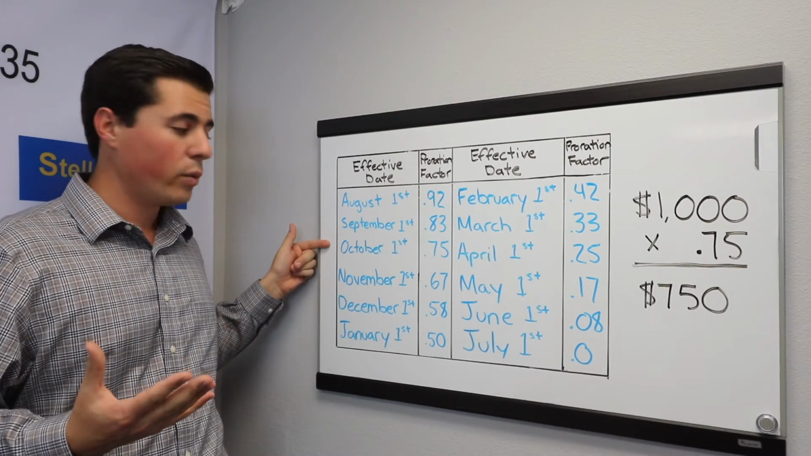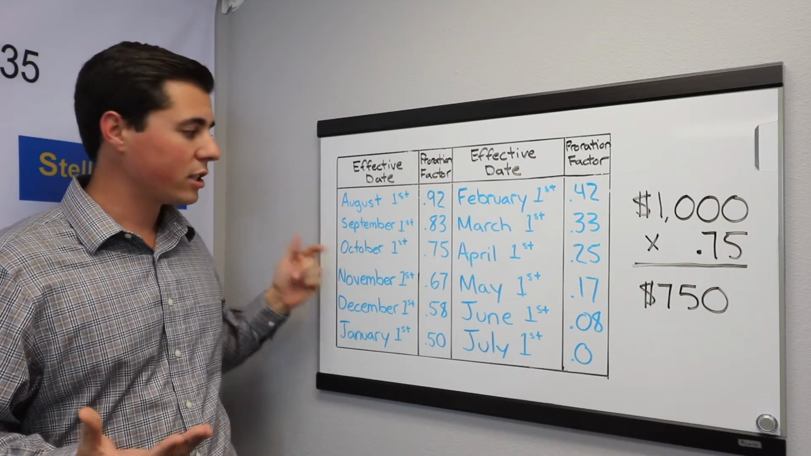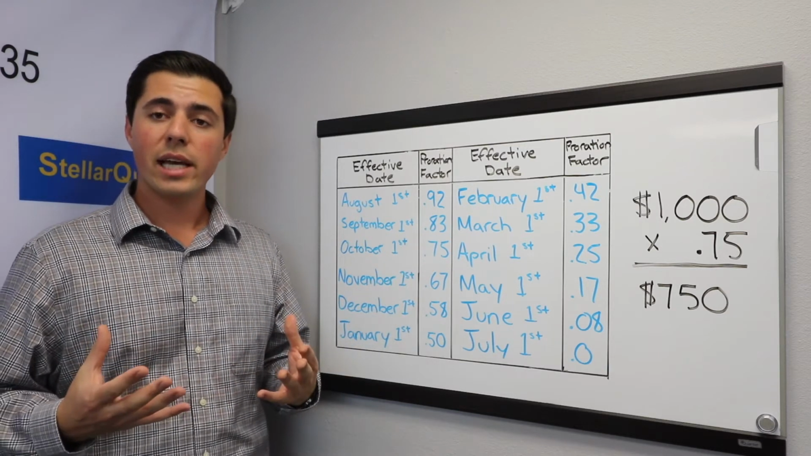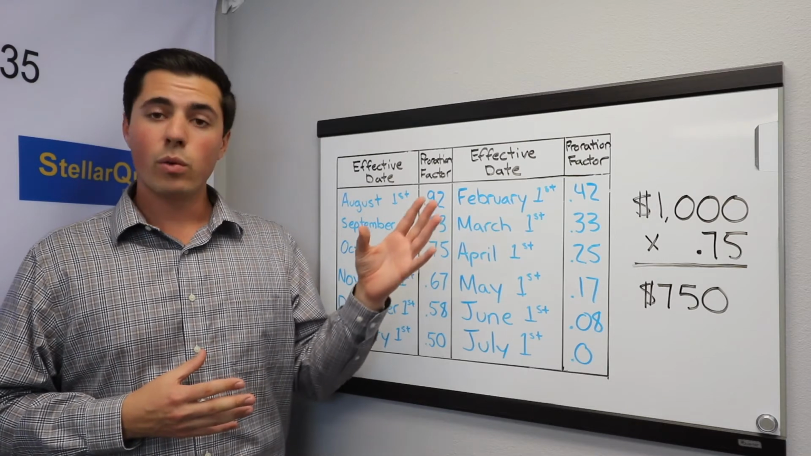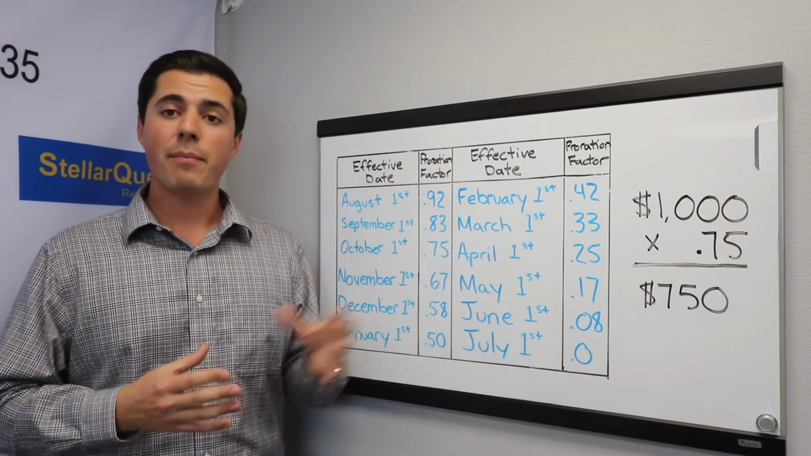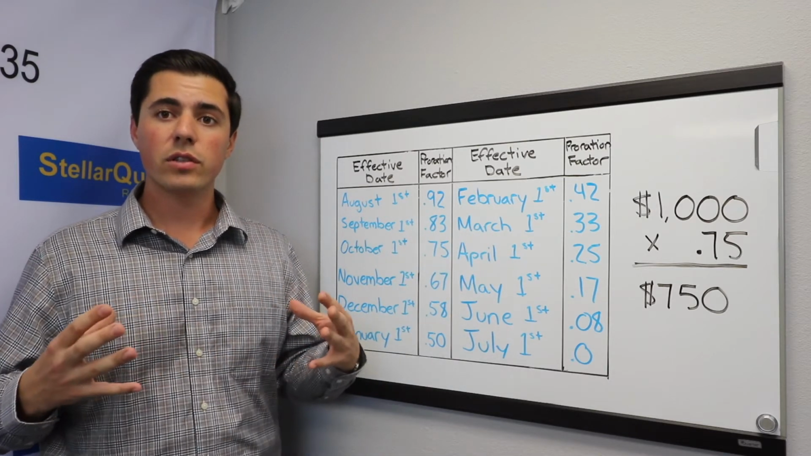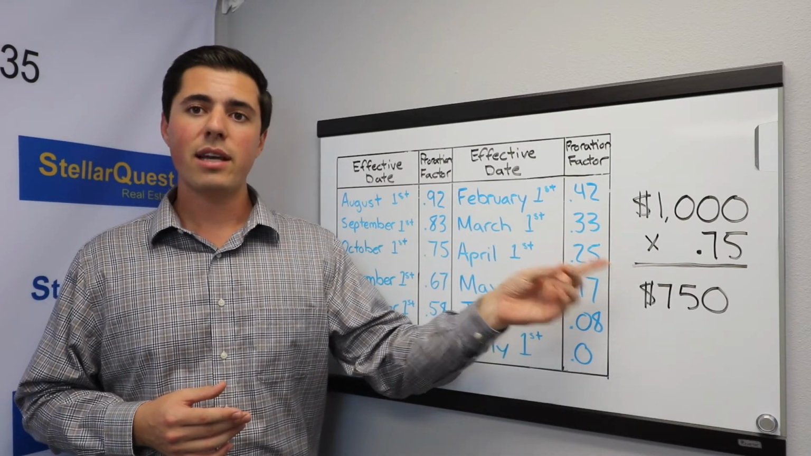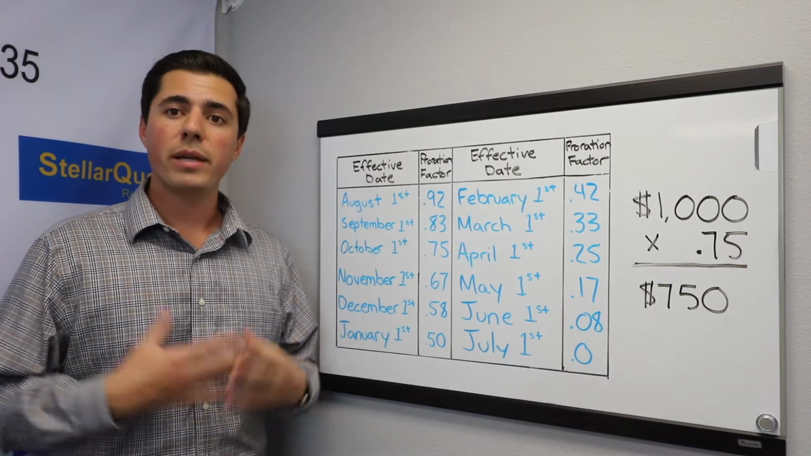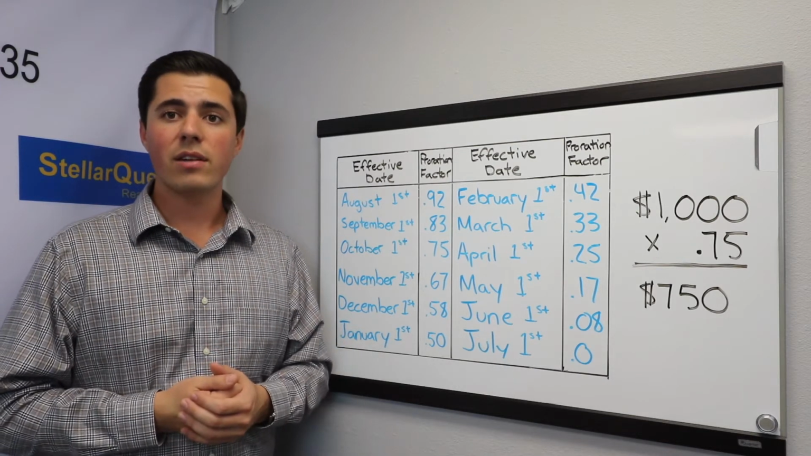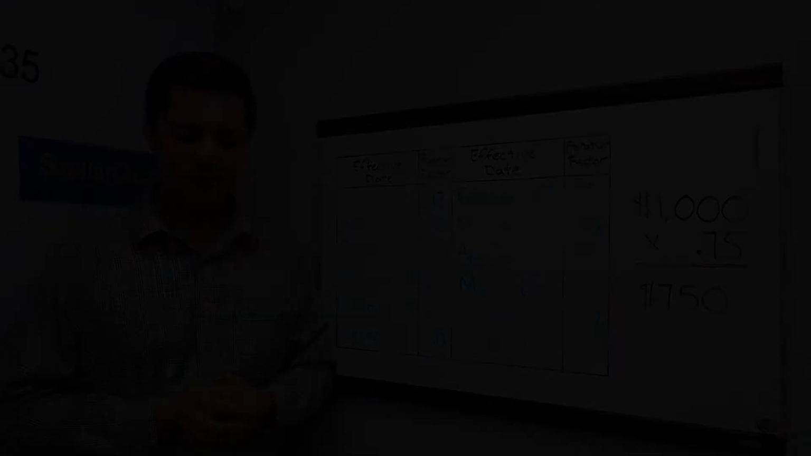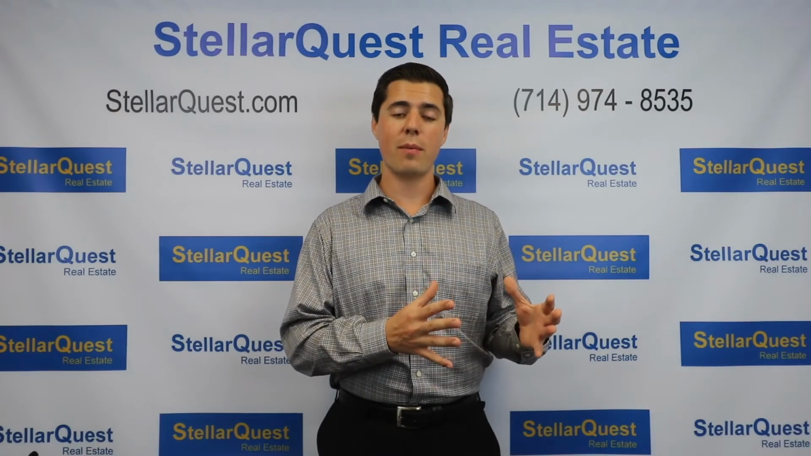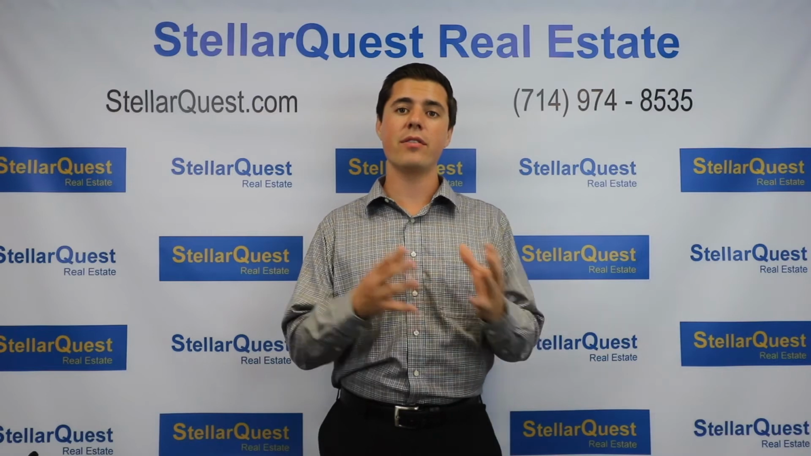Now that we know that, we can see that our proration factor would be 0.75. What we do with that is we take the proration factor and multiply it by the amount of the supplemental tax bill for the full year. So we take $1,000 and multiply it by 0.75, which means that there would be a supplemental tax bill of $750.